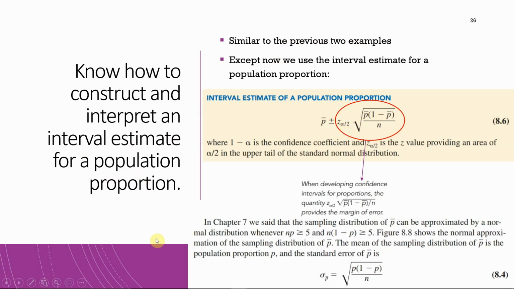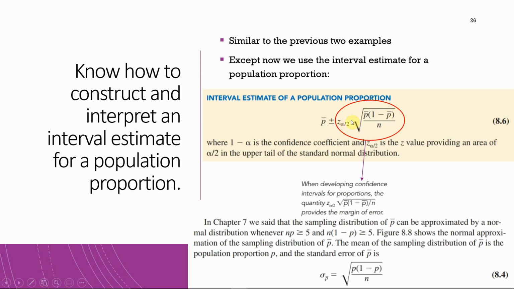I don't know if you remember this. I can't remember if I mentioned it explicitly in a video. But in Chapter 7, we did learn that the sampling distribution of p hat or p bar can be approximated by a normal distribution whenever n times p is at least 5 and when this is also at least 5. So typically, as long as you have a big enough sample size, you can use the normal distribution. So we're back to the z.